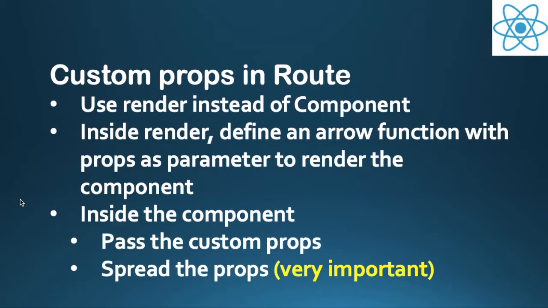Instead of that, we will use render. Inside render, define an arrow function with the props as parameter to render the component. And inside the component, then we can pass the custom props as we are used to doing it. And one important thing is we will need to spread the props. The props which are coming as parameters to the arrow function, we will need to spread. The three props that we saw, match, history, and location, if we don't spread them, will not be passed to the component in this custom props. We will need to spread them.